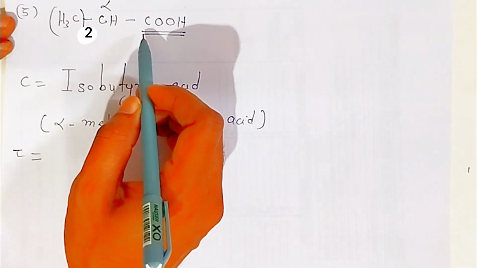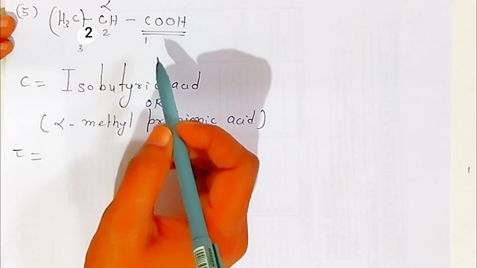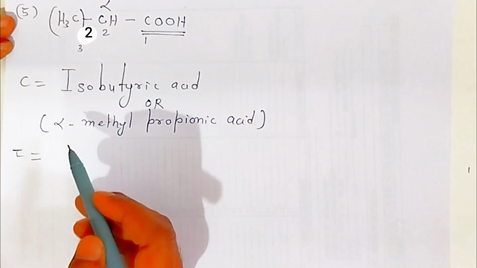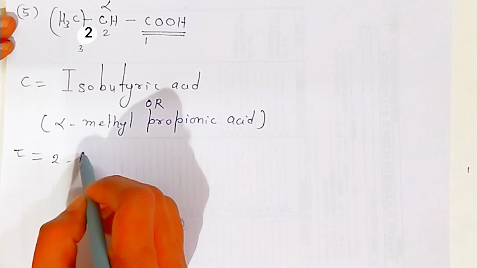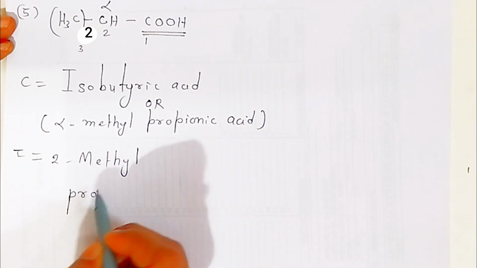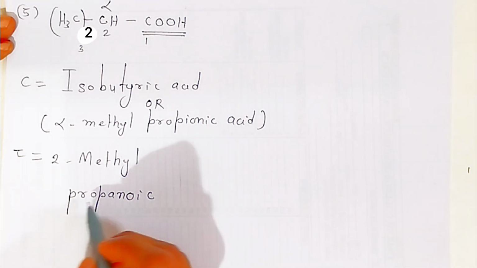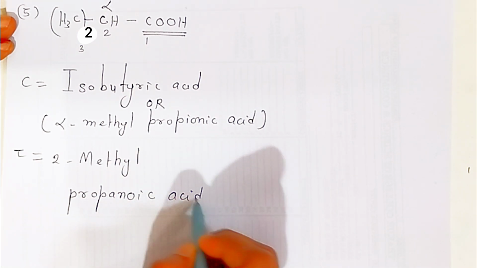Now, students, in the IUPAC system you have to start the numbering at the carbon number. This is carbon number 1, 2, and the next will get 3. So at carbon number 2 there will be a methyl group, so we call it 2-methyl. It is called 2-methyl propanoic acid. Understanding, students?